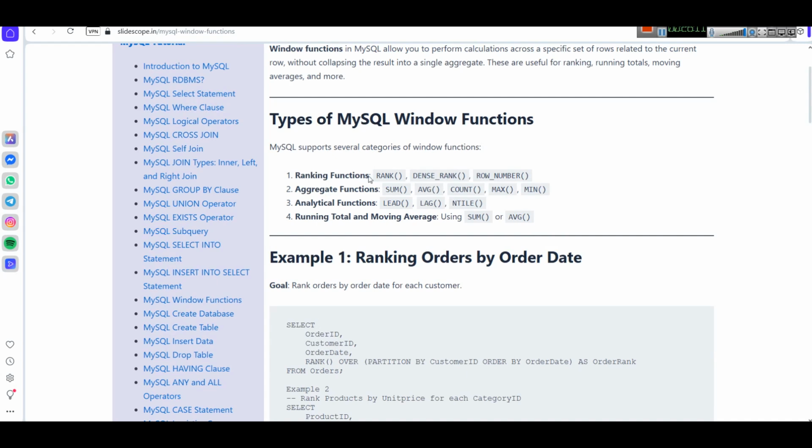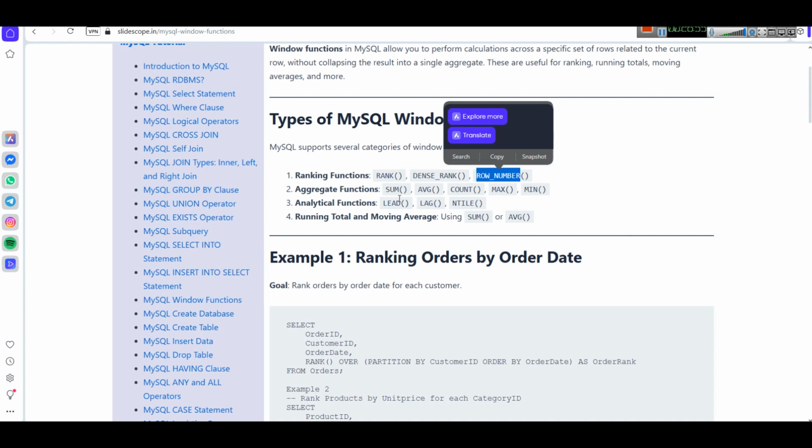The purpose of rank: it will give a rank to each row, but if 2 values are equal, it will give the same rank and skip the next rank. Dense rank will give a rank to each row, but if the values are equal, it will give them the same rank, and it will not skip the rank, it will assign the next rank, which we discussed in previous examples. Row number, no matter what, will give a unique row number to each row, starting from 1 to whatever value you have provided.